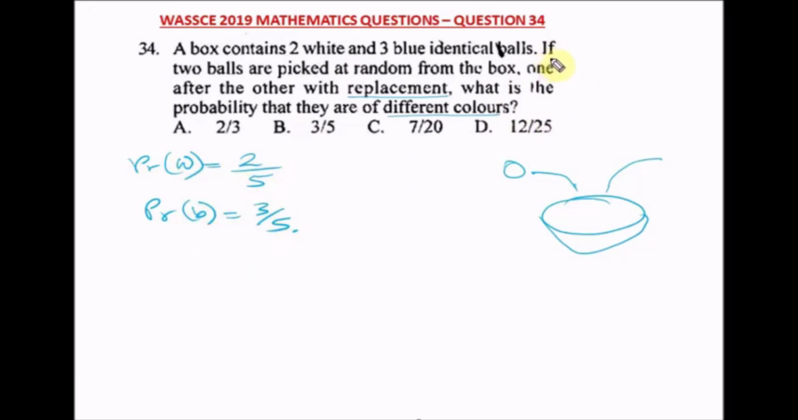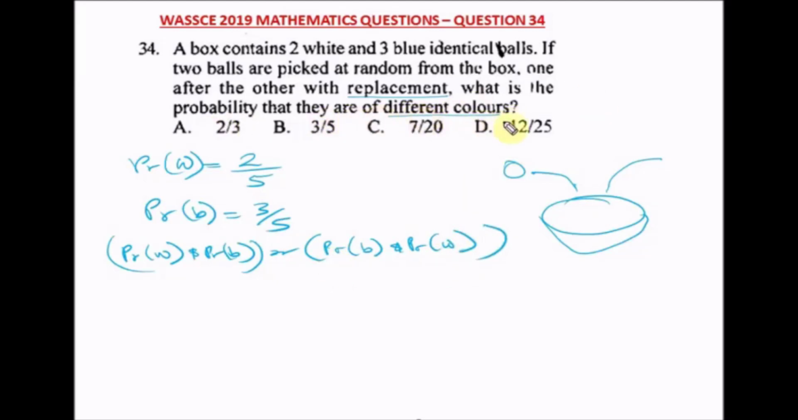Now, it says if 2 balls are picked at random from the box, one after the other with replacement, what is the probability that they are of different colors? So they are of different colors, which means we have a probability of white and blue on the first pick, or a probability that it is blue and a probability that it is white, because that's what the question asks us. What is the probability that they are of different colors?